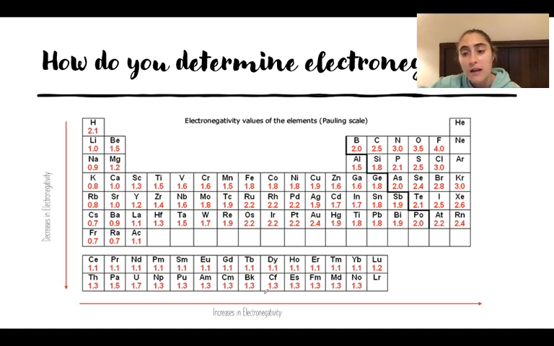So as I move from left to right across the periodic table, I see an increase in electronegativity. And as I move from top to bottom, I see a decrease. So if I'm looking here, I start at potassium with a relative electronegativity of 0.8, and as I move to the right, I go all the way up to 3.0. Here, when I look at hydrogen, I have a relative electronegativity of 2.1, but as I move down, I go all the way down to 0.7. So these are the relative trends.